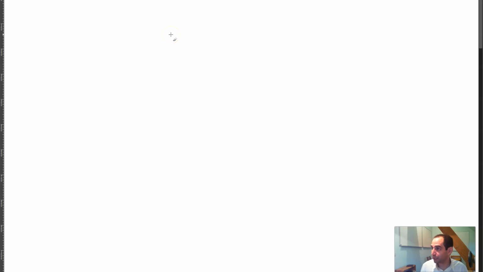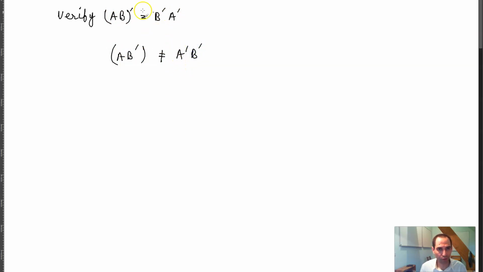For the matrices A and B, verify that (AB) prime is equal to B prime times A prime. And remember that (AB) prime is not equal to A prime B prime. It is equal to B prime A prime. So that is something that you need to remember.